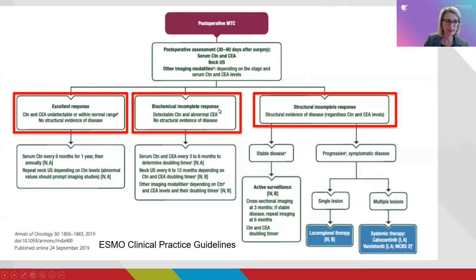Do they have a biochemically incomplete response, or do they have a structurally incomplete response? So this means we can see disease. This one means everything looks great. Blood and imaging is totally negative. And this middle one here, biochemically incomplete, is the blood work might be positive, but there's nothing on imaging.